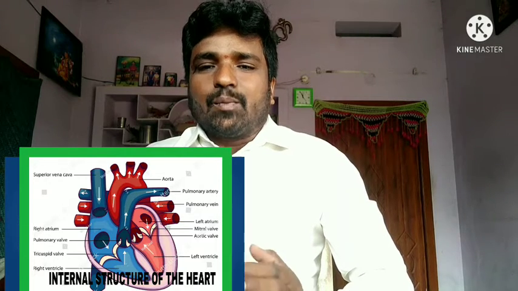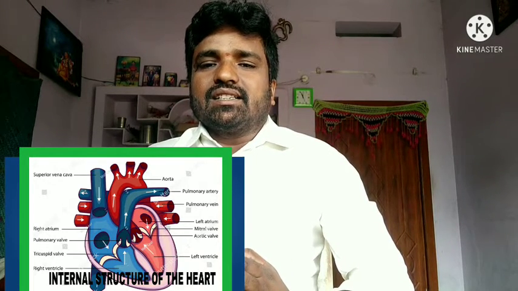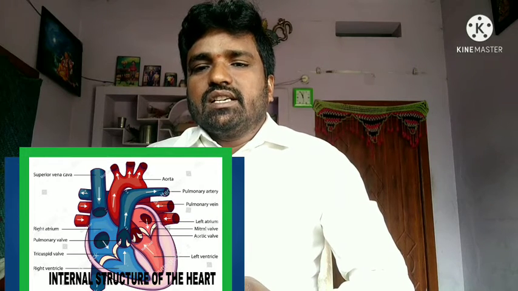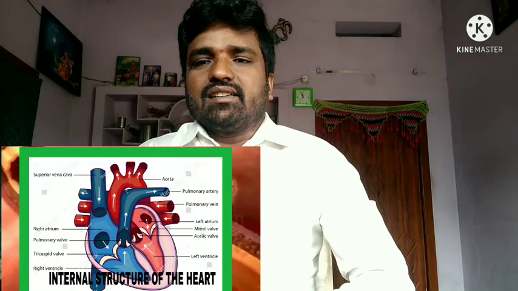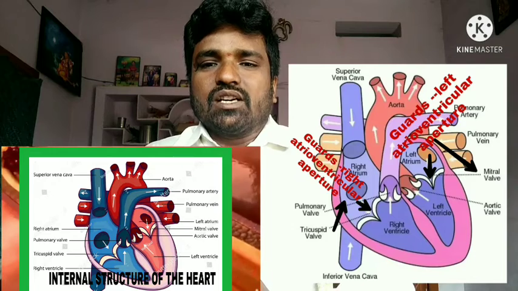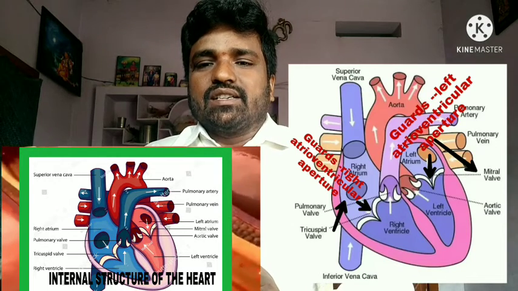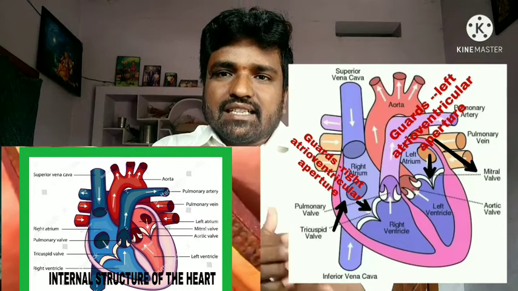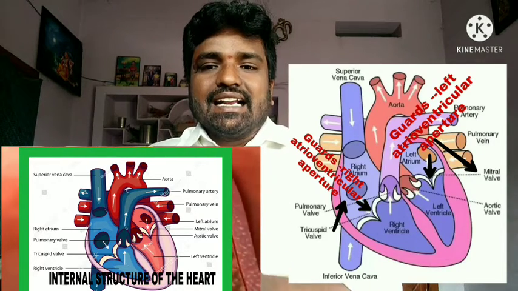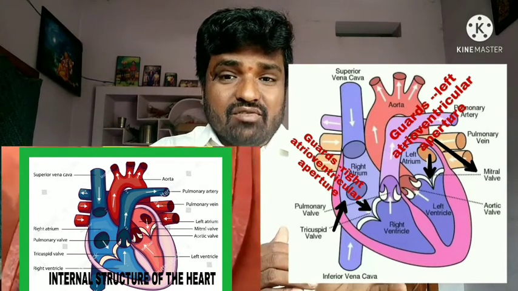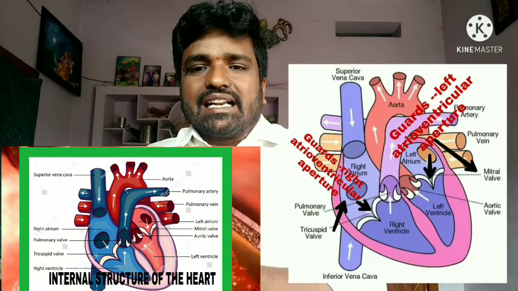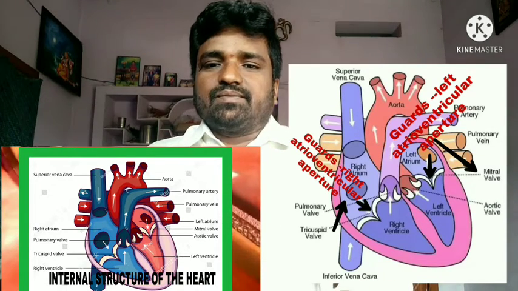Both ventricles are separated by the interventricular septum. It has right and left atrioventricular apertures. Here, two valves guard the right and left atrioventricular apertures. The first one is the tricuspid valve, which guards the right atrioventricular aperture, and the second one is the bicuspid valve or mitral valve, which guards the left atrioventricular aperture.